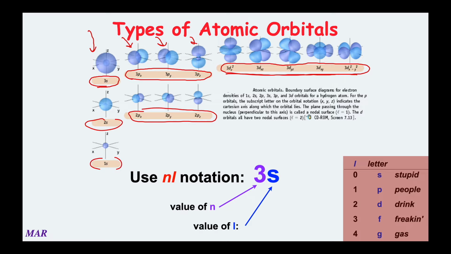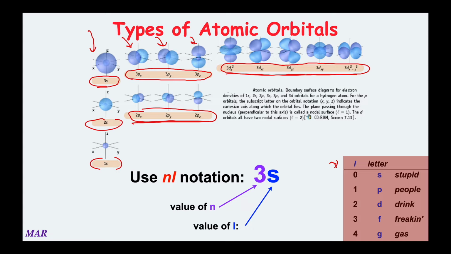So people have developed this little acronym: stupid people drink freaking gas. Don't drink gasoline, kids. But anyway, each of those letters is associated with an L value. So for S, stupid, that means L equals 0. So when you see 3S, that means N equals 3, L equals 0. On the other hand, these are the 2Ps. So for 2P, the 2 is N equals 2, and P, the people of this little acronym, means L equals 1.